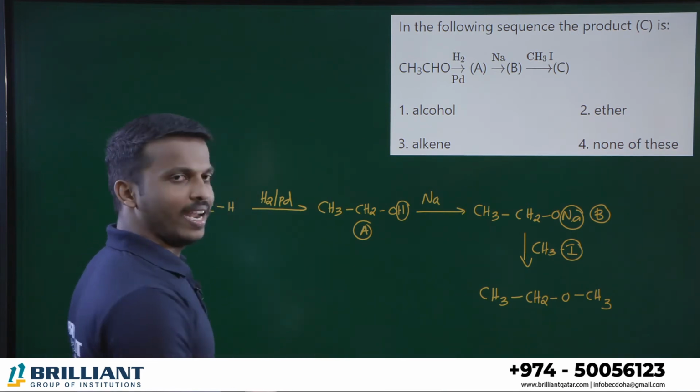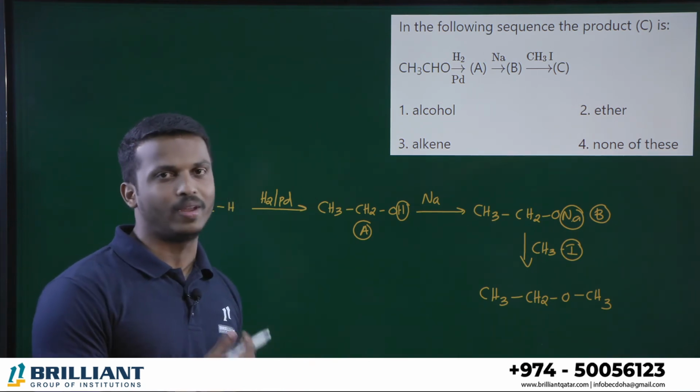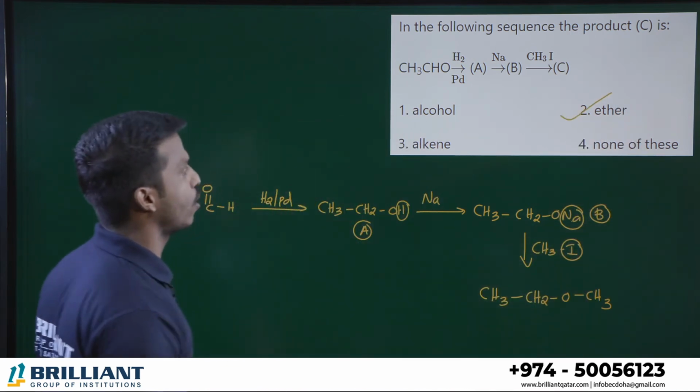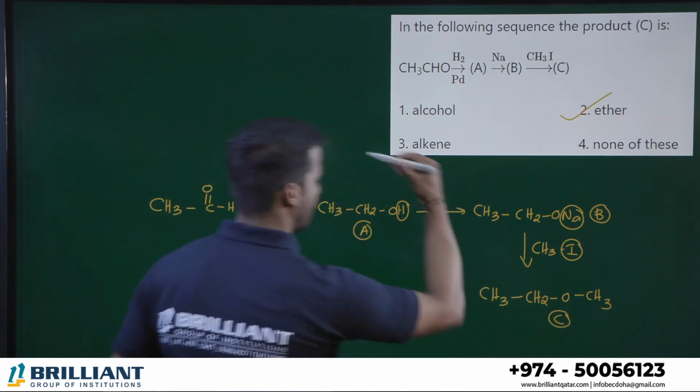So I think we do not need the name or the structure of the final compound. We need only the functional group. What is the final product? That is an ether. What is compound C is the question. It is an ether, right? This is your compound C.